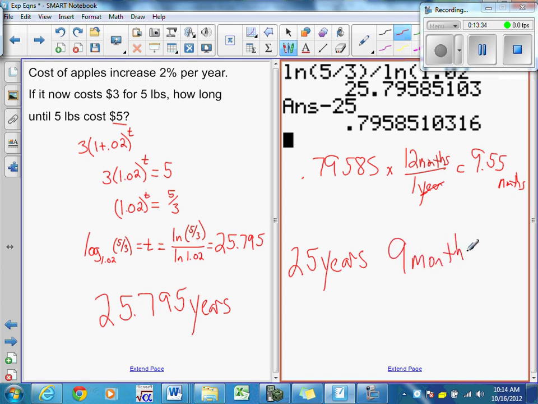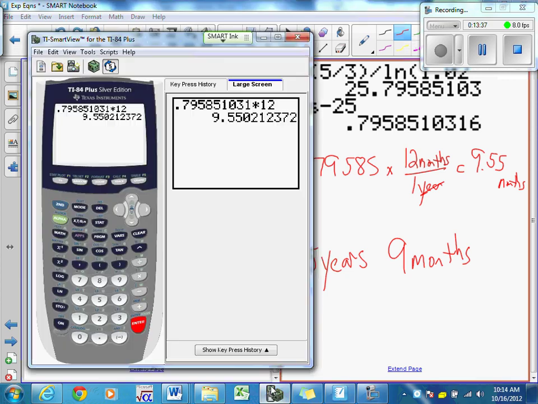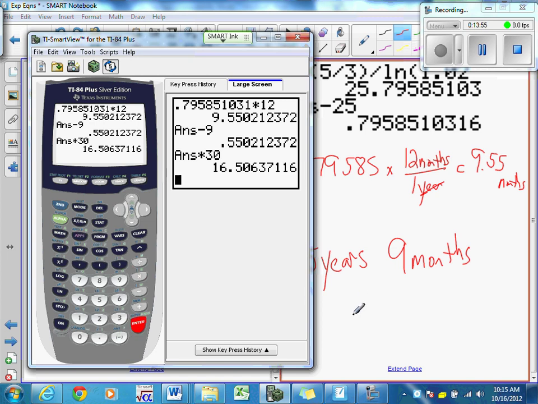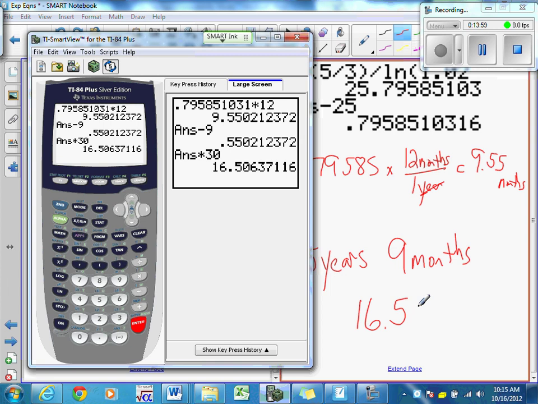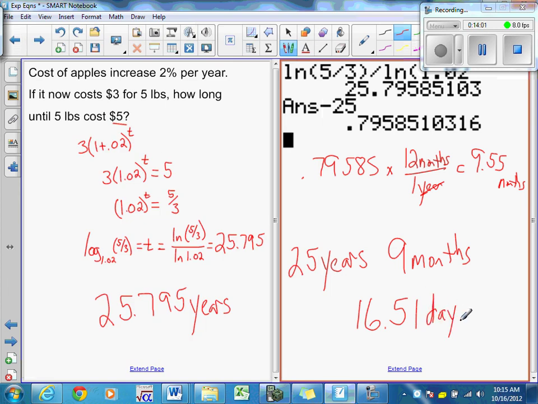Let's go further. Let's go days. So now I subtract 9, and that gives me 0.55 months. Well, how many days in a month? We're going to make it simple. We'll say 30, rounding them all off. 30, so that's 16.51 days. So that shows you how you can kind of convert it into years, months, and days.